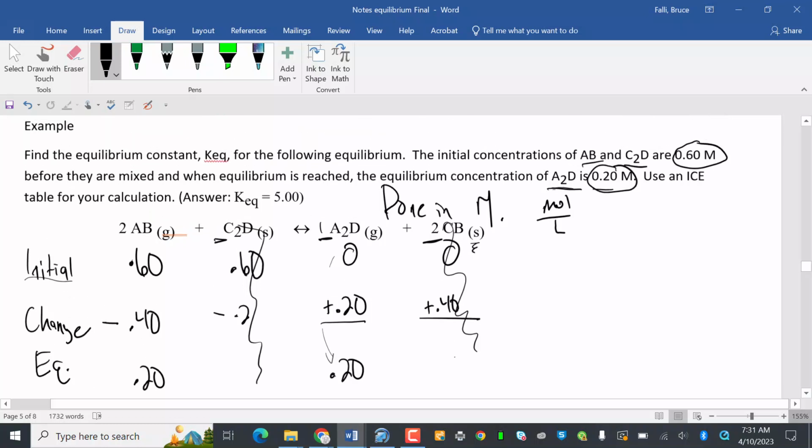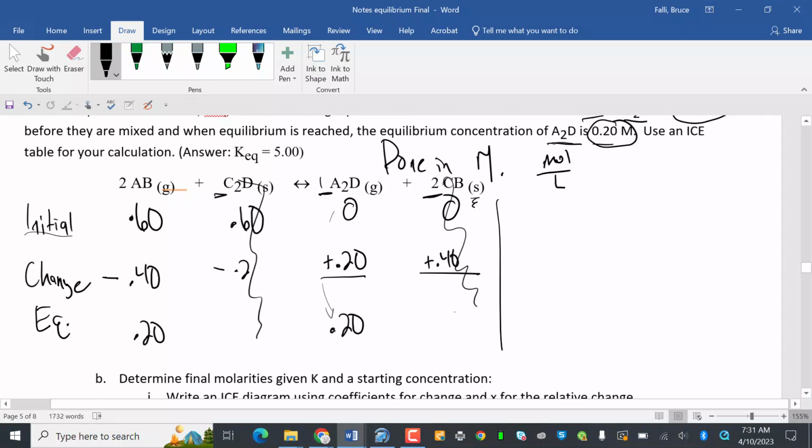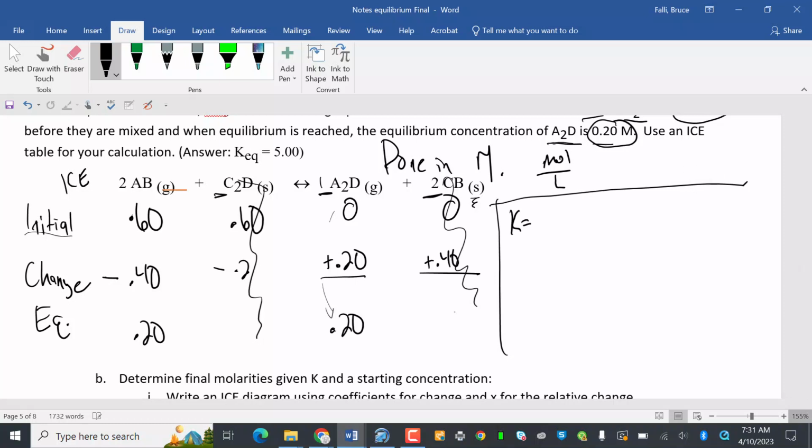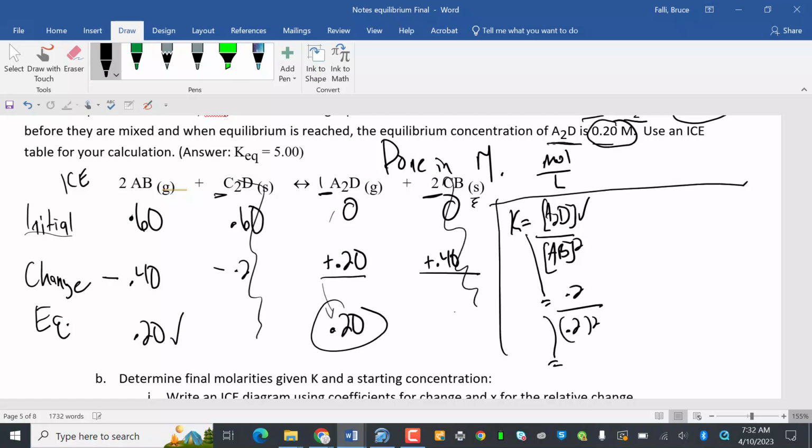Okay? We are looking to find the equilibrium constant Keq. So whenever we have these, the first thing we do is an ICE diagram. The next thing we do is write our K expression. K equals A2D over AB squared. So I have 0.2, A2D is 0.2, over 0.2 squared. Calculators assemble. And I have a calculator with no juice. So that is 5.